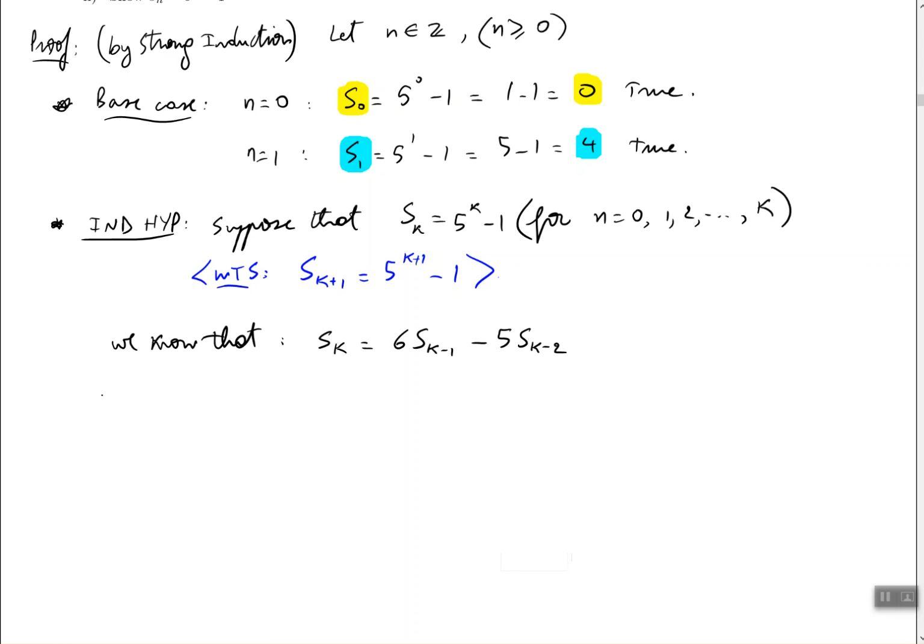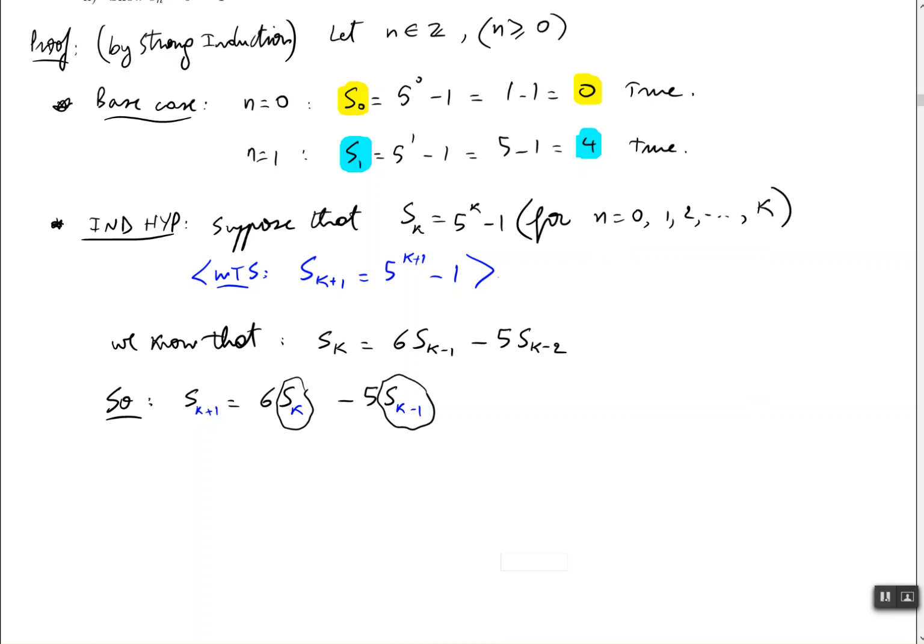And we're going to go ahead and replace k with k plus 1 to get the next term that we're interested in, s_{k+1}. So we get the new formula: s_{k+1} is equal to 6s_k minus 5s_{k-1}. And because of the inductive hypothesis, we can make some substitutions for s_k and s_{k-1}. Both of them have indices that are in this list, so they can both be written in the power form.